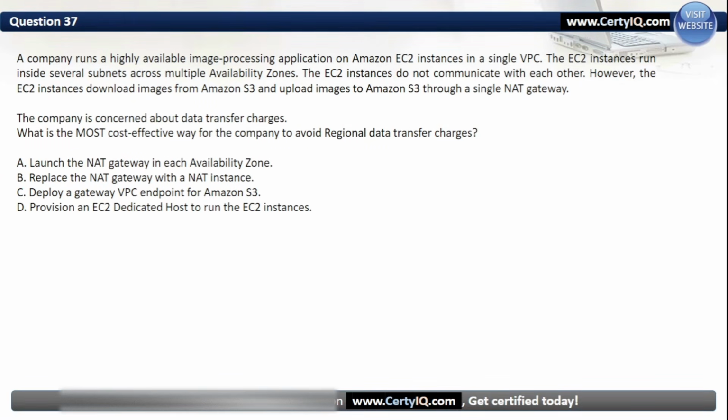Our options are A. Launch the NAT gateway in each availability zone. B. Replace the NAT gateway with a NAT instance. C. Deploy a gateway VPC endpoint for Amazon S3. Or D. Provision an EC2 dedicated host to run the EC2 instances. The correct option is C. Deploy a gateway VPC endpoint for Amazon S3.